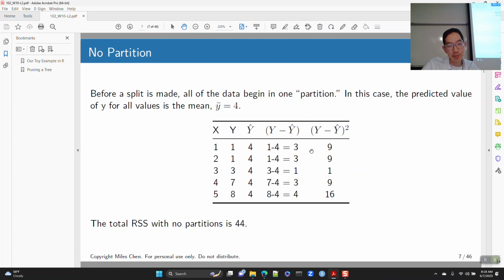So what's the mean of 1, 1, 3, 7, 8? We get 4, and then the RSS is going to be 44, right? We do y minus y hat squared and sum them up. So 1 minus 4 is 3, 3 squared, 3 squared, 1 squared, 3 squared, and 4 squared, and all of that adds up to 44. So this is going to be our baseline. Any split that we do should improve this.